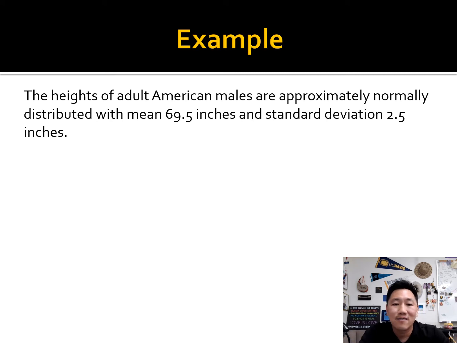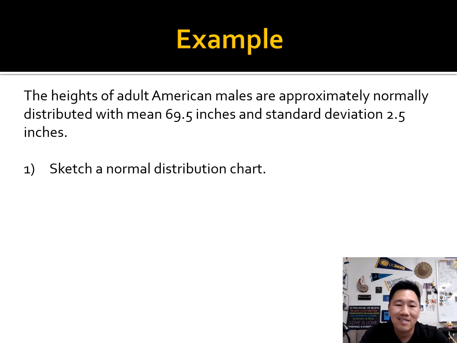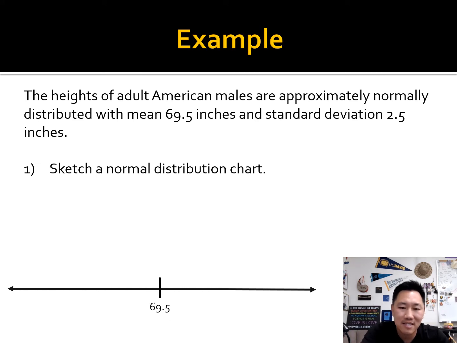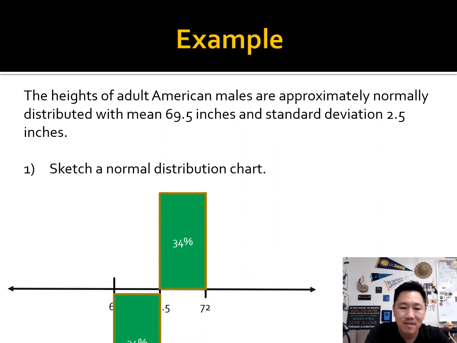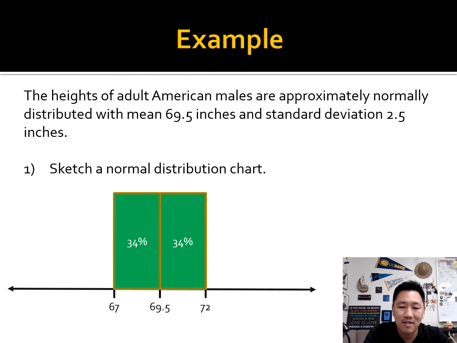All right, let's do another example. The heights of American adult males are approximately normally distributed with a mean of 69.5 inches and a standard deviation of 2.5 inches. We're going to go ahead and sketch the graph. Here's our number line. First thing you do is you're going to graph the mean right in the middle, 69.5. Go 1 forward, and that's going to be at 72 because 1 standard deviation away, you just add 2.5 up and 2.5 down. That is called 1 standard deviation away.